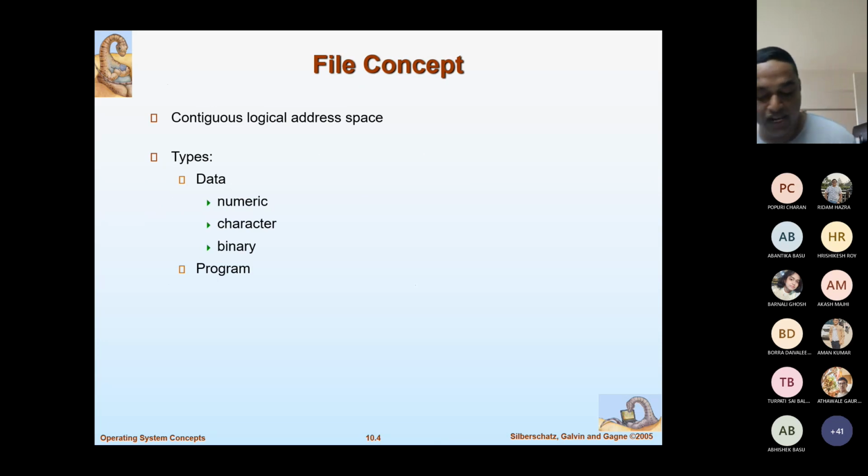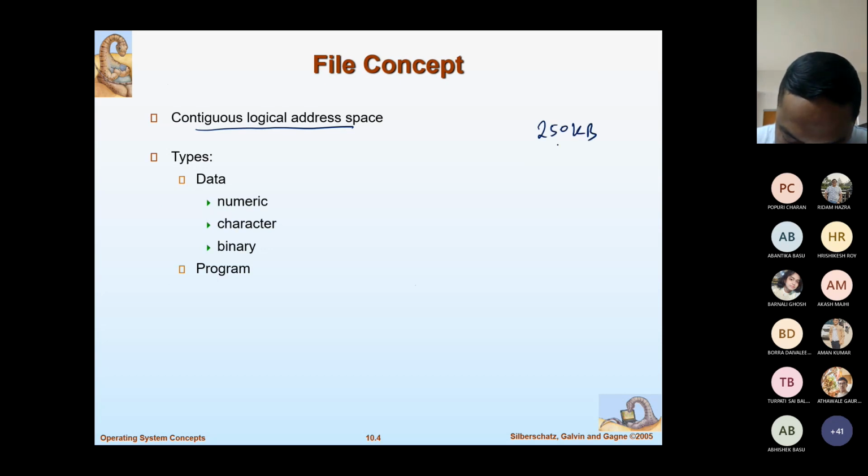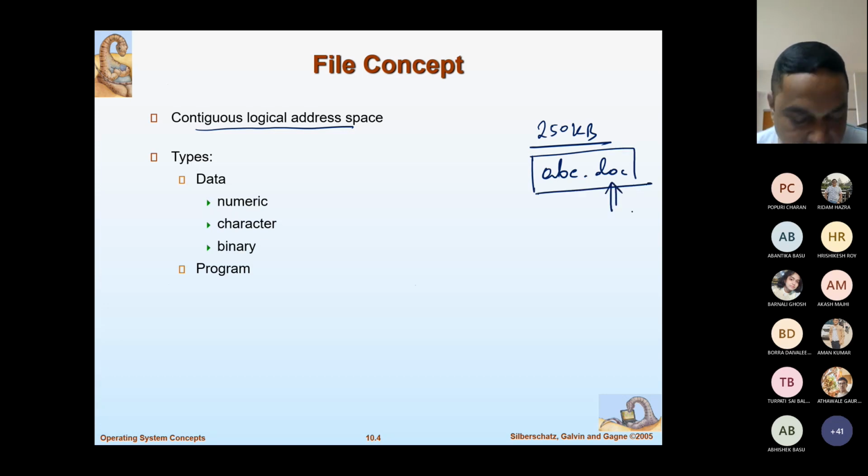Now what is a file? A file is a contiguous logical address space. You have created a file, and that file is maybe 250 KB. 250 KB may be an abc.doc file. So you have created a file in Microsoft Word. That's why the extension is DOC. The name of the file is ABC and the extension is .doc.